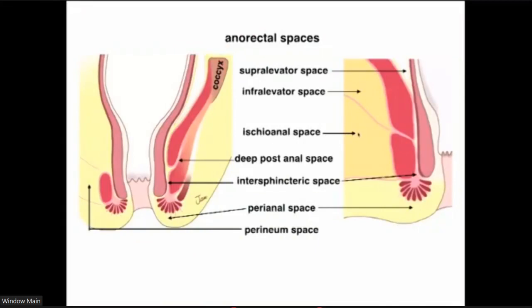We have ischial space, we have infralevator space, and supralevator space. The infralevator space in the posterior here can come to the deep perineal space here. They can connect. But the ischial space has no connection to the anterior because the transverse perineum is the barrier. Infection here cannot go anterior, but infection here sometimes can go anterior.